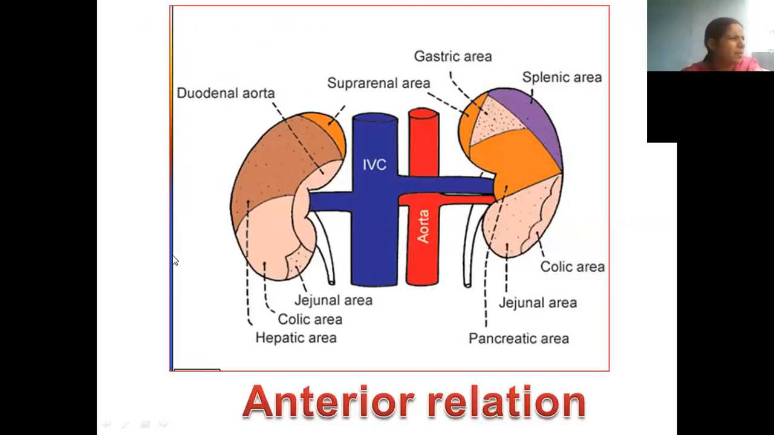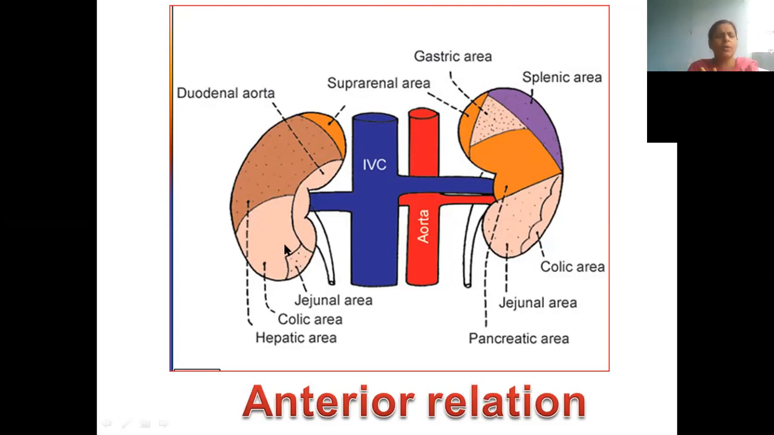Now see, there was a question for 3 marks also: what are the relations of the left kidney and right kidney? So this picture will help us to understand the anterior relations of the right and left kidneys. In front of the right kidney, we have organs like the suprarenal gland. This area is for the liver, hepatic area. This area is occupied by the duodenum, that is the duodenal area. This area is for the right colic flexure of the colon. This area is for the jejunal coils.